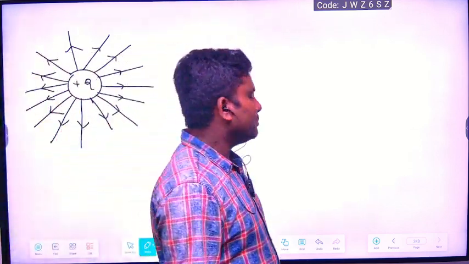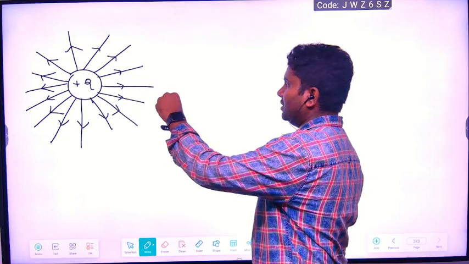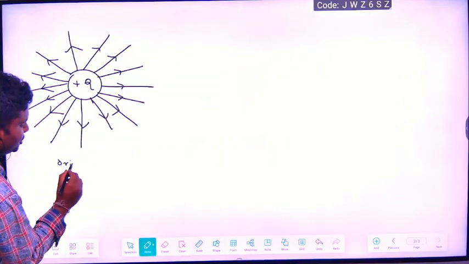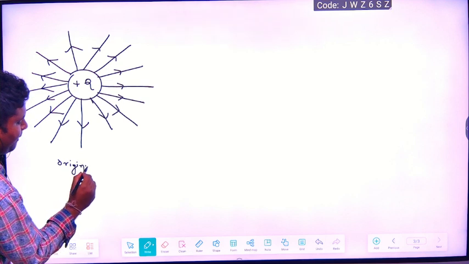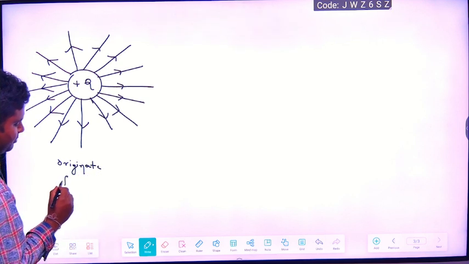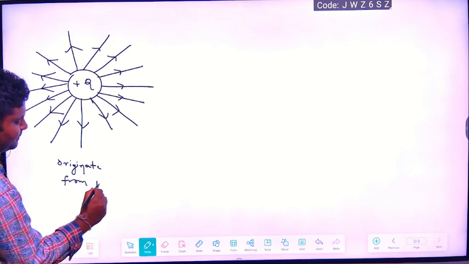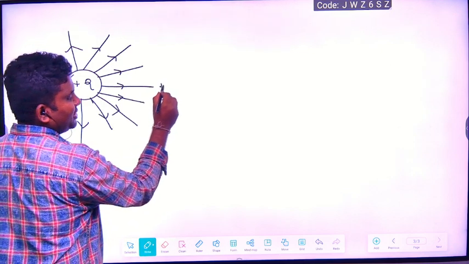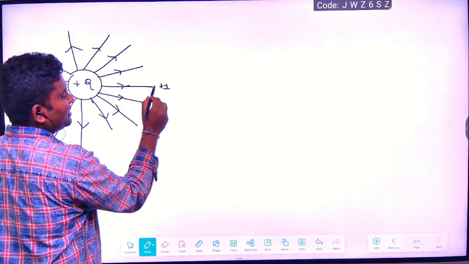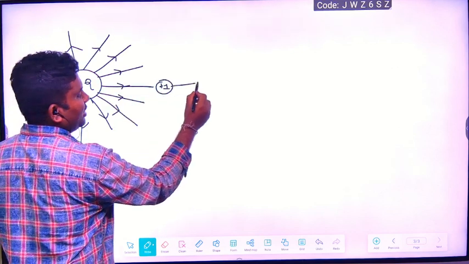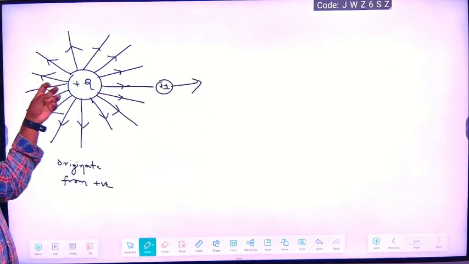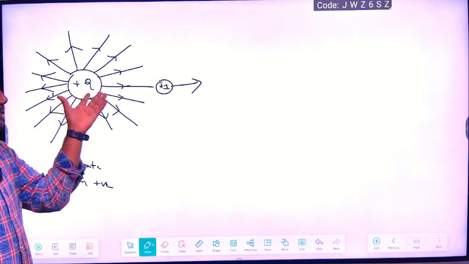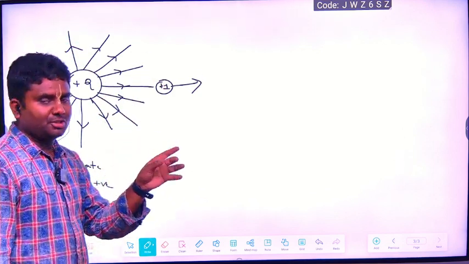Understood? Okay, so these electric field lines always originate from the positive charge. That's why if you place a test charge here, these field lines act on the test charge and it moves away. That's why these field lines originate there, and that's why electric field is always outward from the positive source charge.